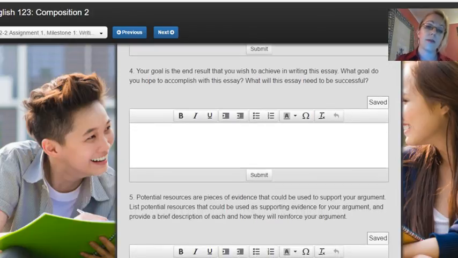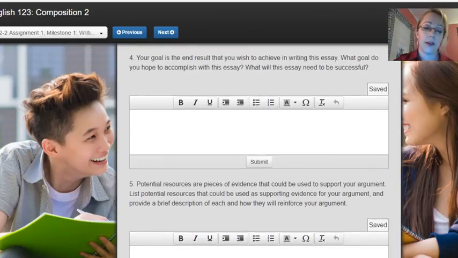Our fourth prompt is thinking about our goal. What is your hope to do with this essay? Yes, we are trying to persuade them, but is that the only thing? Are you just trying to get your audience to see your point, or maybe you want them to agree with you and really believe what you're trying to say? So what goal do you hope to accomplish with this essay, and what will this essay need in order to achieve that goal? What are you going to have to do in order to convince your audience to believe you, to be persuaded by what you're saying?